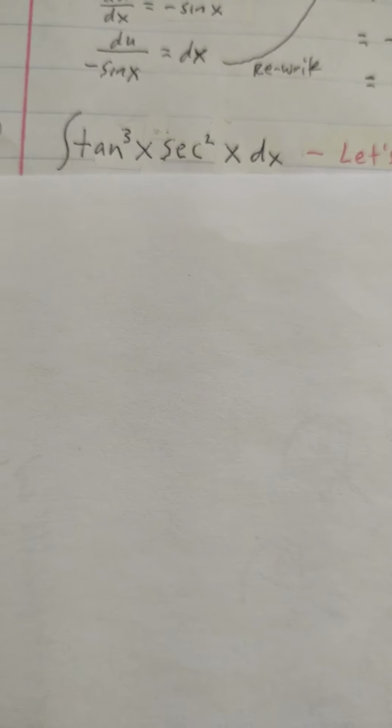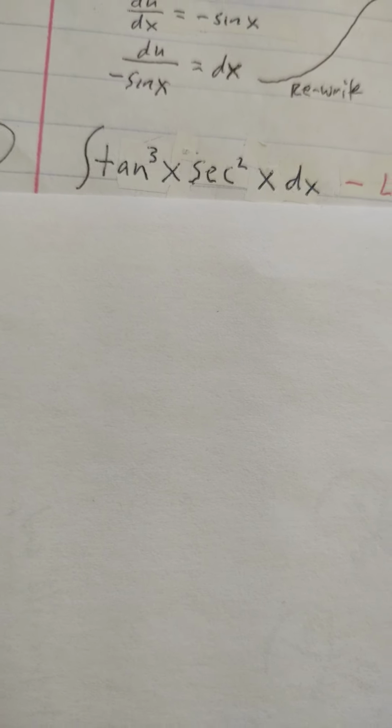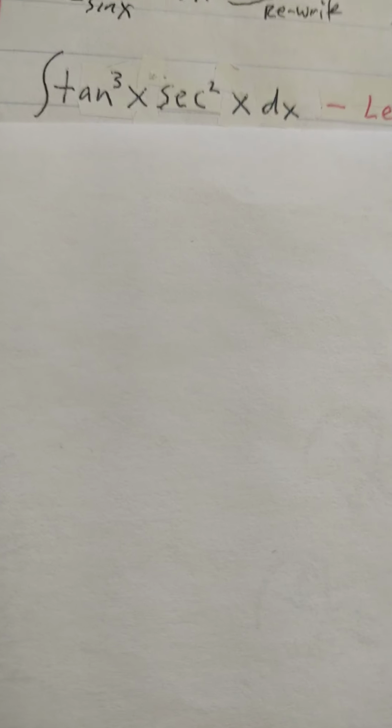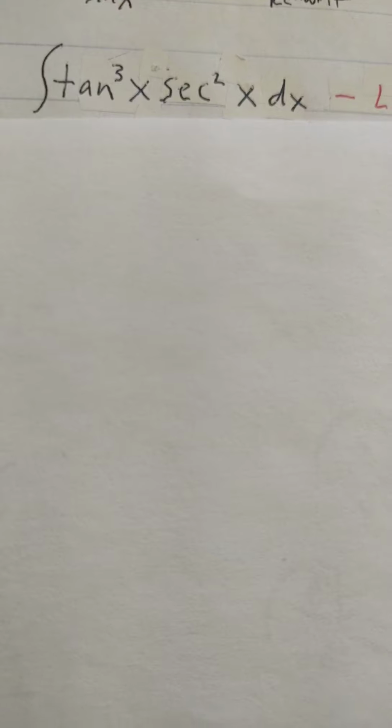So here comes the third problem. We got the integral of tan cubed x. That's the same thing as saying tan x in parentheses cubed. This is the shortcut way of writing it. So tan cubed x times secant squared x dx. This is another product. There is no product rule for integration.